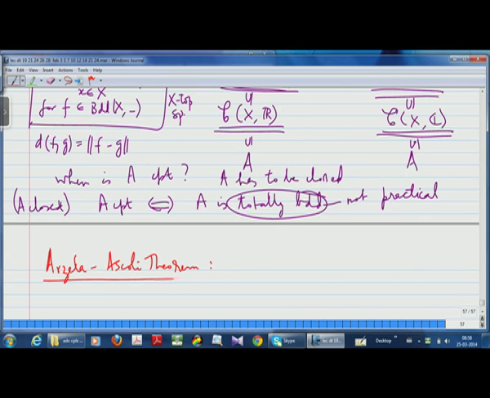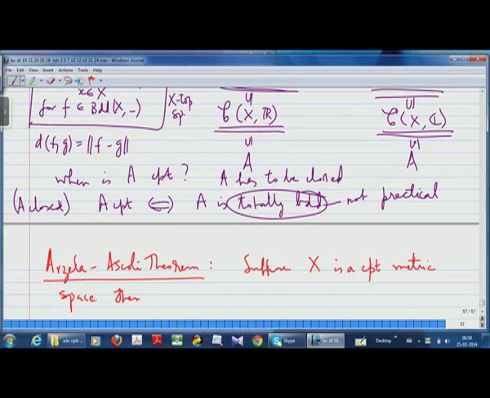And what does this theorem say? It says that suppose X is a compact metric space. You assume you are working on a compact metric space. The advantage of working on a compact metric space is that automatically all continuous functions are bounded. Any continuous real valued function on a compact set is bounded, it attains its bounds, it's uniformly continuous, all these things. So if you are working with a compact space, then you don't have to restrict to bounded continuous functions. Every continuous function is automatically bounded.